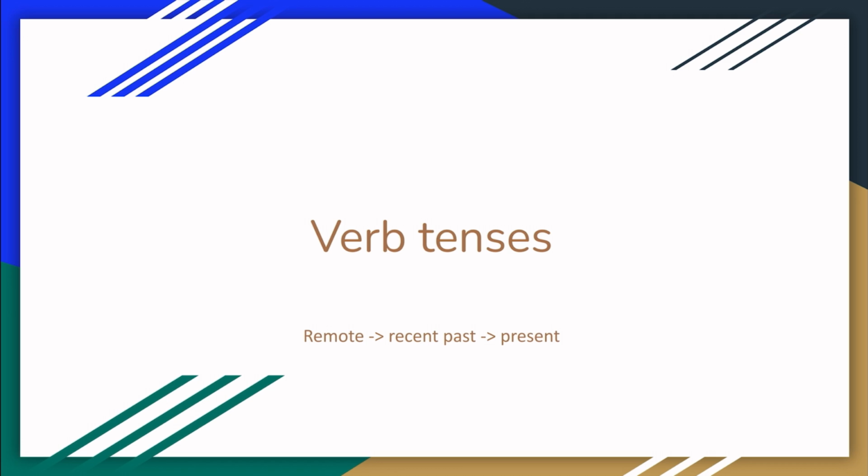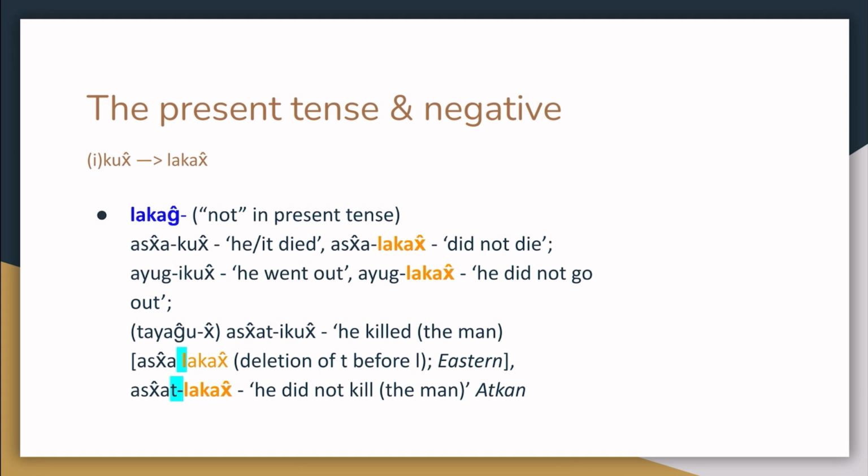So in this section, we're going to talk about the remote time, recent past tense, and obviously present tense. You could add general tense to this as well, but general tense you just don't mark anything on there. There's just some things that you have to consider about it, but we're not really going to talk about that in this presentation. The present tense, and we're also going to drop a little bit of information about the negative as well. This is mainly done with the suffix ikuch, or in the negative lakach.